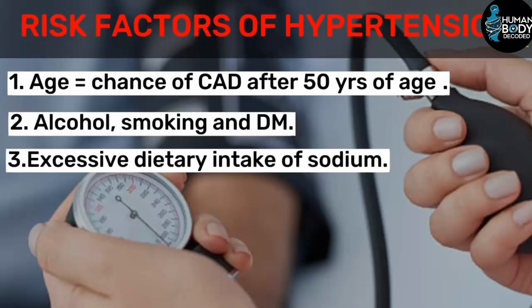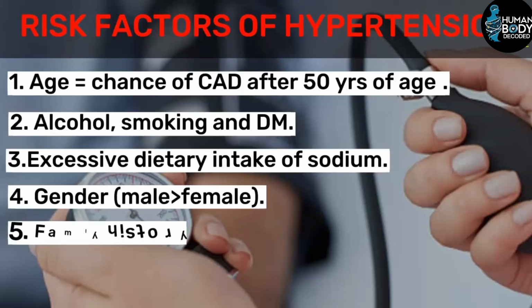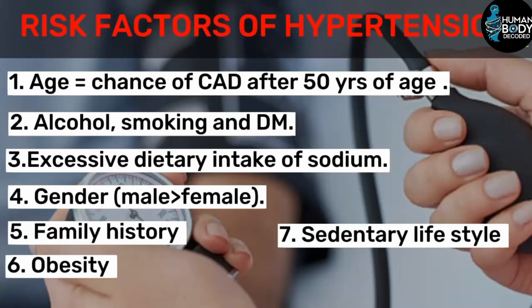If someone has a high intake of sodium through salt or any other source, their chances of developing hypertension increase. Compared to females, males are more likely to have high blood pressure, so they are at a higher risk of hypertension. If there is a family history of blood pressure, then they are also at a higher risk. If someone has obesity or leads a sedentary lifestyle, such as sitting at a desk all day without physical activity or exercise, they are also at a higher risk of developing high blood pressure.